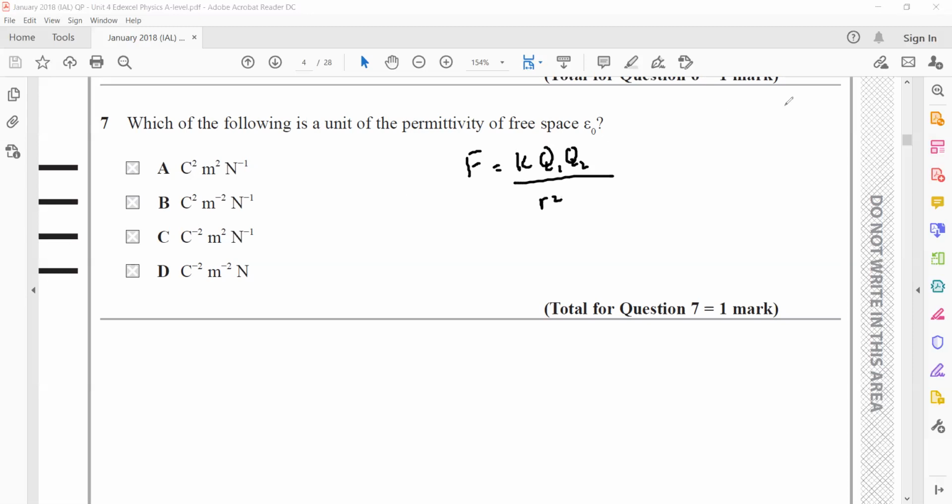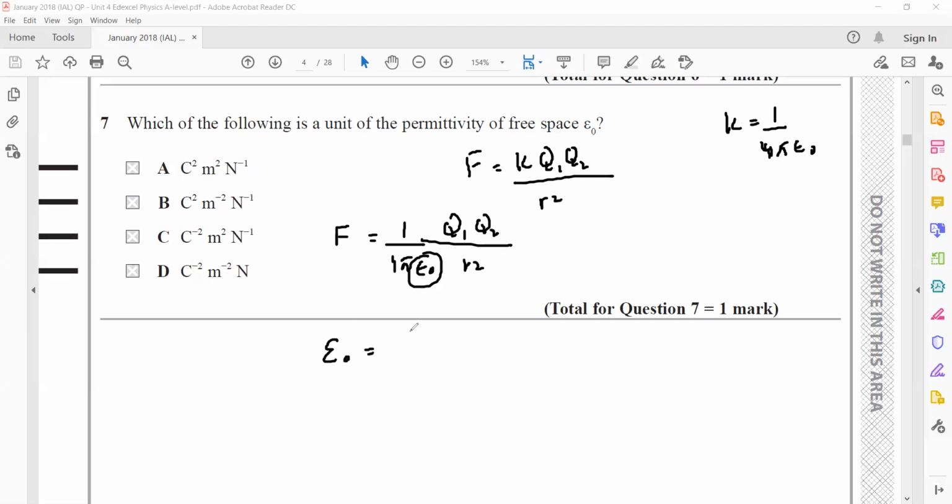And what is this K? K is equal to 1 upon 4 pi epsilon naught, which is called the permittivity of free space. So in place of K, I can write 1 upon 4 pi epsilon, Q1 Q2 over R square. But I need the unit of epsilon. So epsilon will be equal to Q1 Q2 divided by 4 pi F into R square.